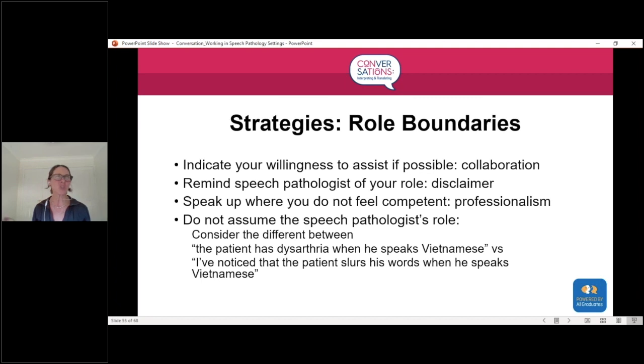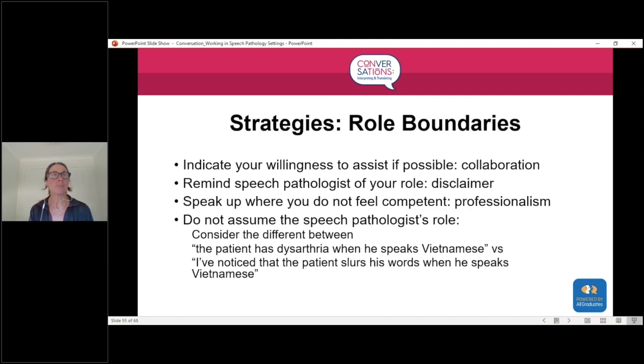You could say, look, I'm not sure what you mean by articulatory precision. Can you give it to me in lay terms? What exactly are you looking for? Can you give me an example? Can you explain it to me? And then maybe you will actually find that you can help the speech pathologist with what they're looking for.